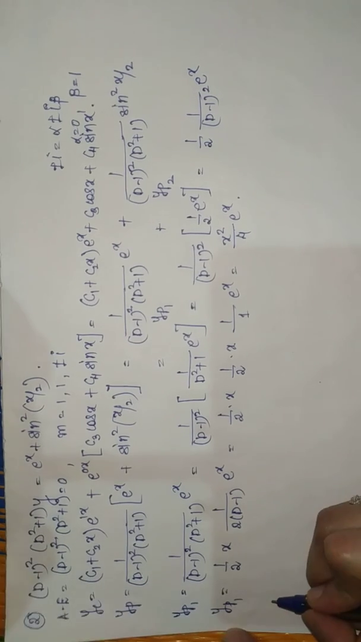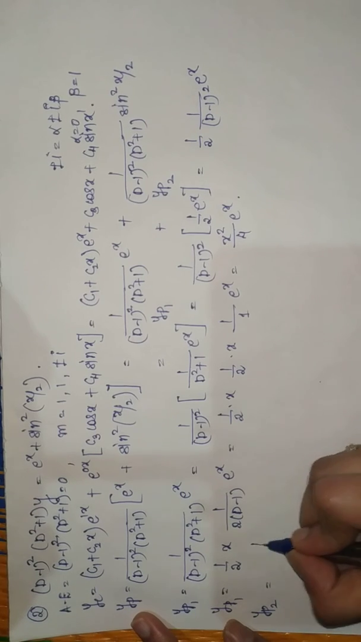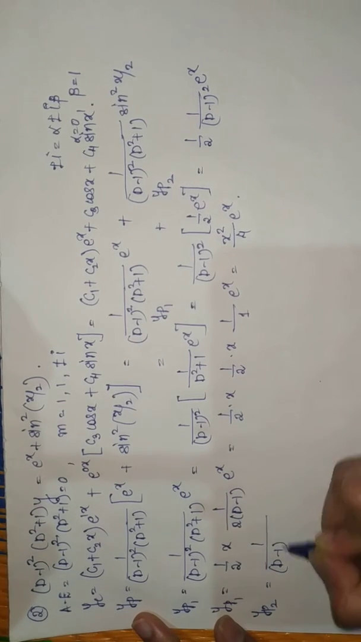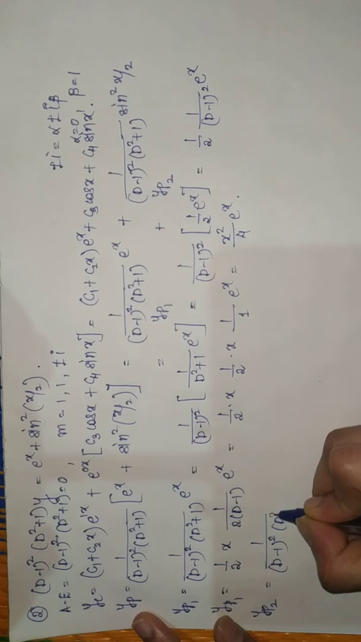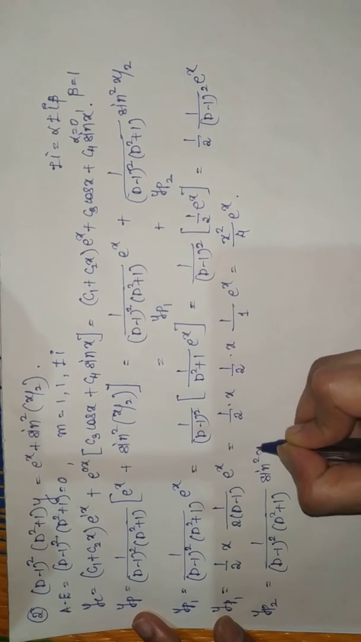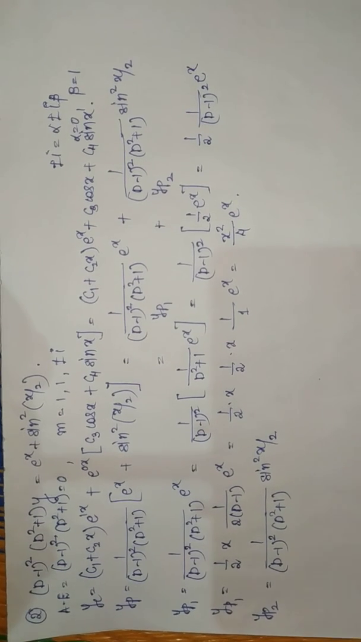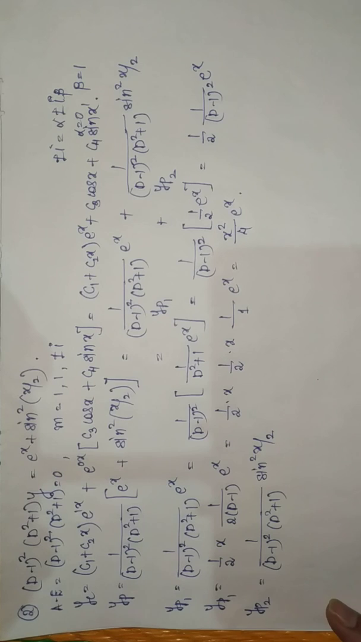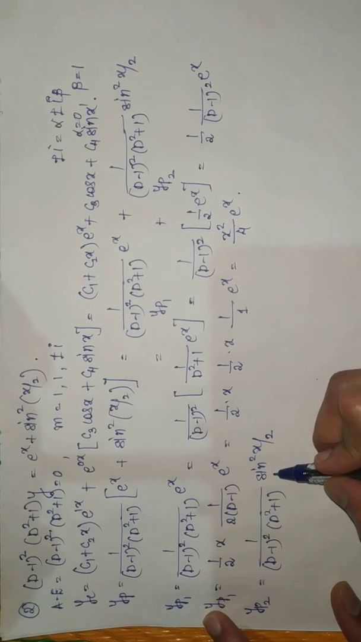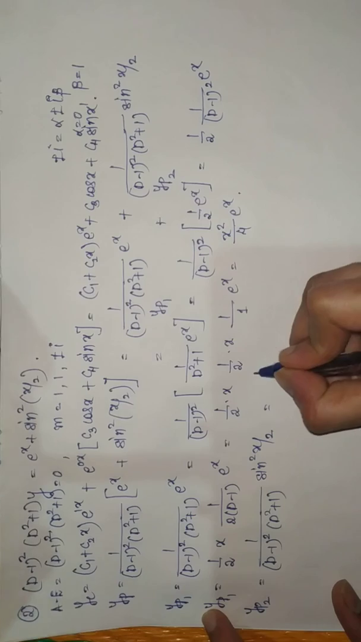Now to find yp2. So yp2 is 1 upon (d minus 1) the whole square, (d square plus 1), sine square x by 2. So what does the rule say? We have to replace d square as minus a square, but here my function is sine square x by 2. We don't have a rule for sine square. We have it for linear terms like sin(ax plus b) or cos(ax plus b). So we will use some trigonometry.